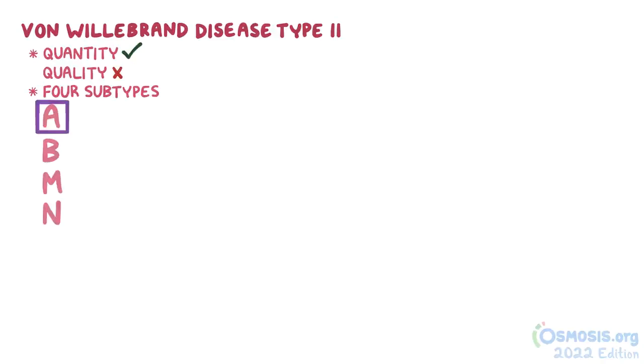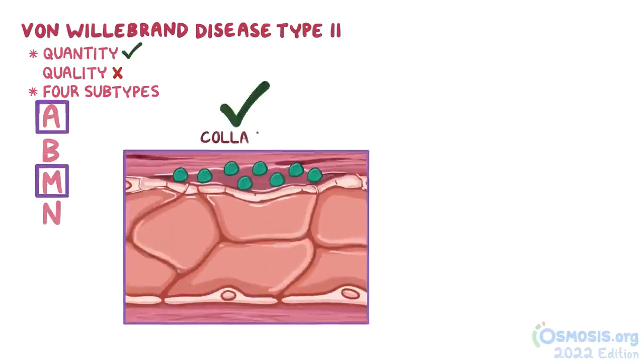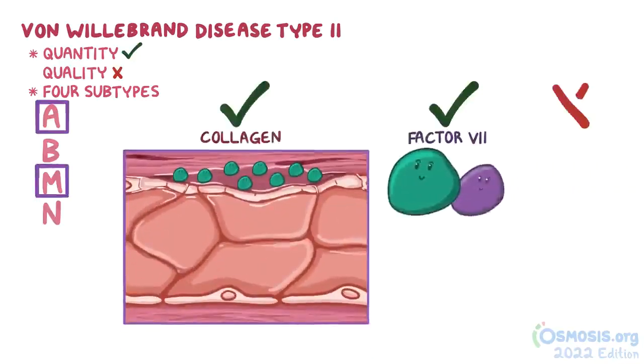In both type 2A and type 2M, von Willebrand factor attaches well to the subendothelial collagen and factor VIII, but it is unable to properly bind the platelets together to form a plug needed to stopper a hole in a bleeding vessel. So in this case, it's like a fake glue that can't hold things up.